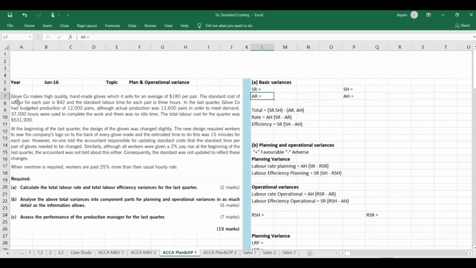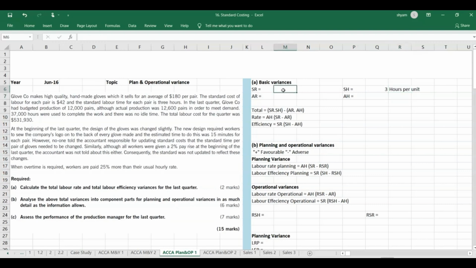So we'll start from the question. Glovco makes high quality handmade gloves which it sells for an average of 180 per pair. The standard cost of labor for each pair is 42. Okay, so the standard cost for each pair is $42, and the standard labor time for each pair is 3 hours. To make one pair, it costs 42 of labor and 3 hours of time. So what is the SH? SH is the easiest to find because it requires 3 hours. That seems quite easy. 3 hours per unit, right?